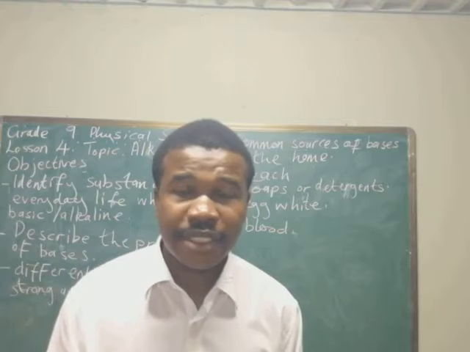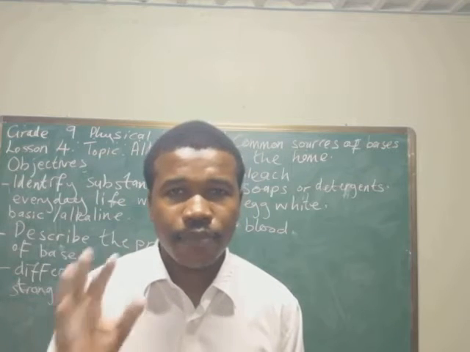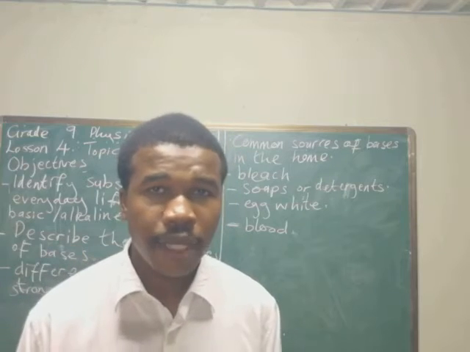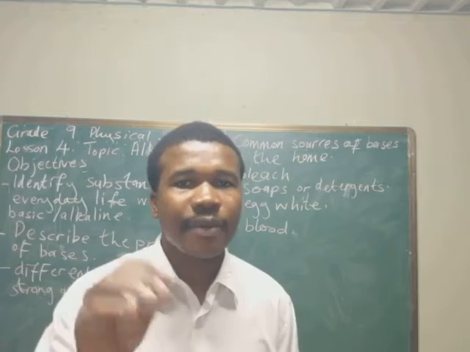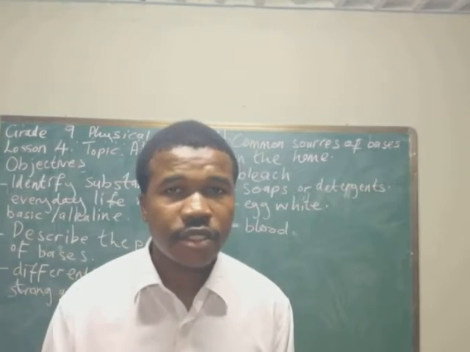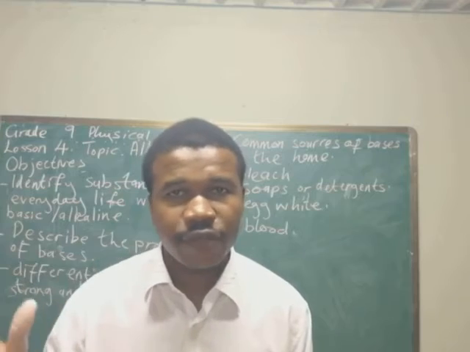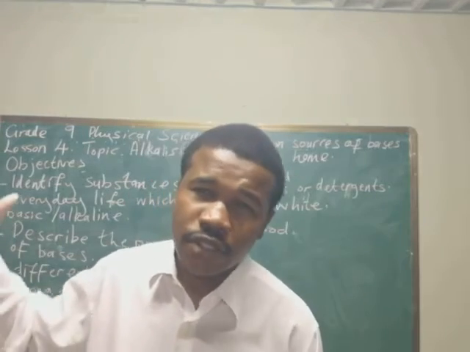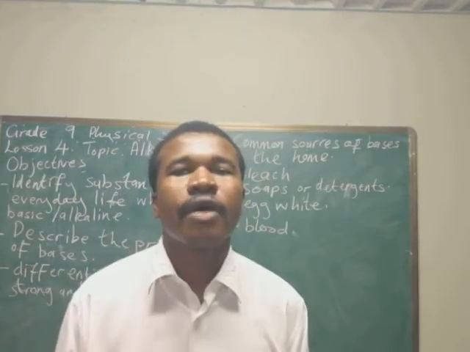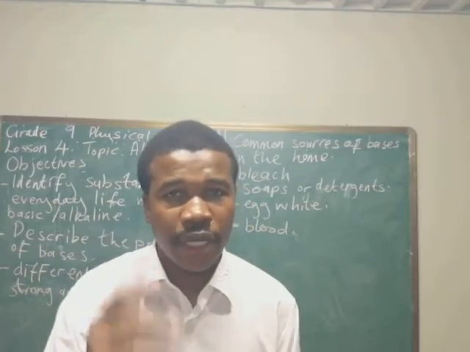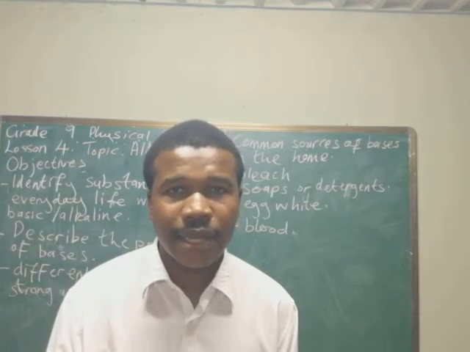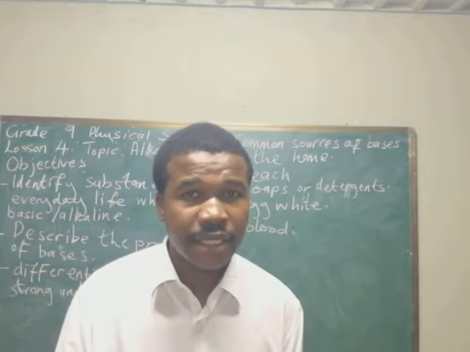So a basic substance is a substance that has a pH of 8 or more on the pH scale. So if you go onto the pH scale and a substance has a pH of 8 or more, that's 8, 9, 10, 11, 12, 13, 14, you can't get to 15, 16 because the pH scale only ends at 14. So if a substance has a pH of more than 8, then that substance is definitely an alkaline substance. It is definitely a basic substance.